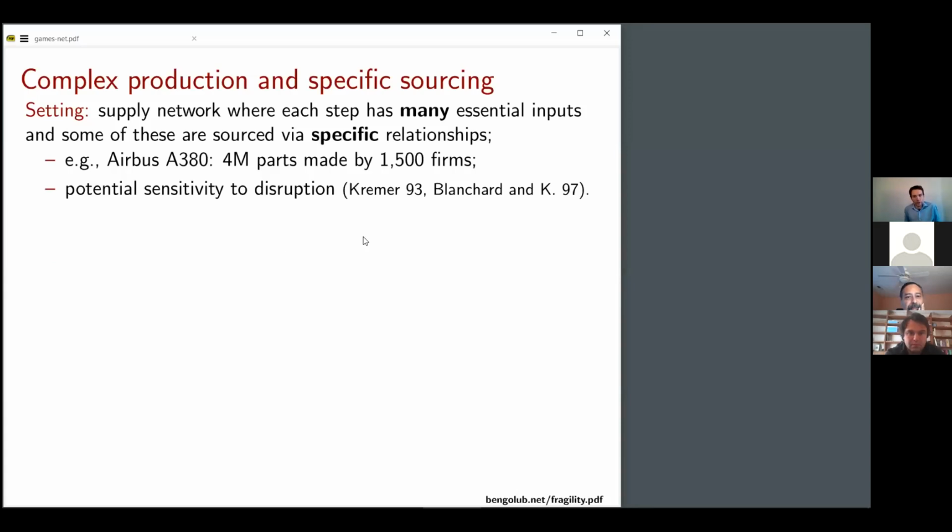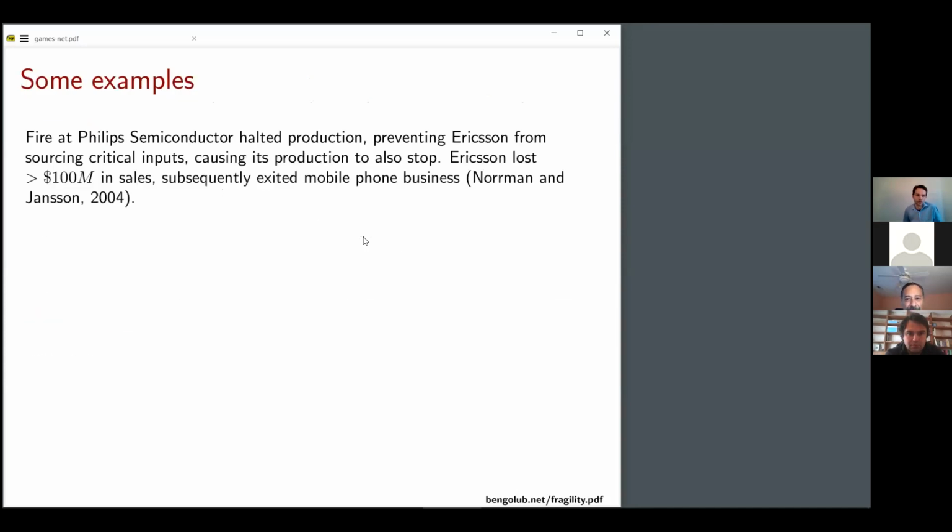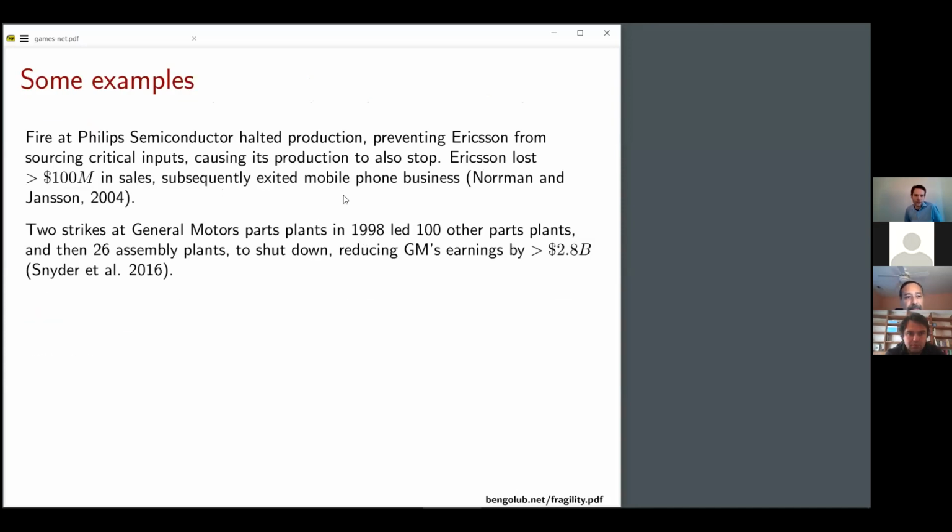Since at least Kremer 93, O-rings, and probably before that, it's been understood that these kinds of networked interdependencies can propagate disruptions. They were just thinking about a chain, but more generally, networks can propagate disruptions. To give you some very quick concrete examples: a fire at a semiconductor plant made a mobile phone manufacturer shut down production and lose $100 million in sales. Actually, in this case, Ericsson exited the mobile phone business. Strikes at some General Motors parts plants had ripple effects that propagated through the whole supply network and cost GM a lot of money.